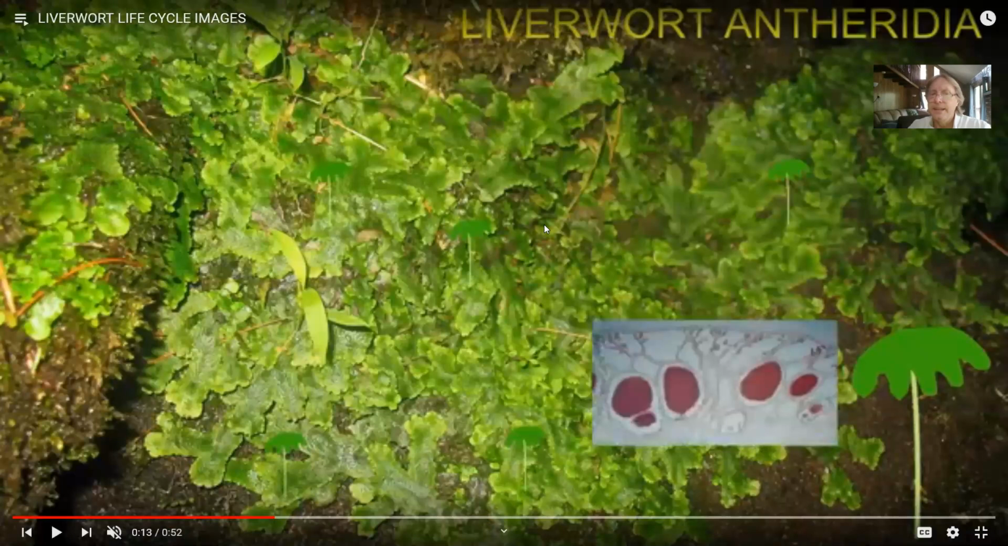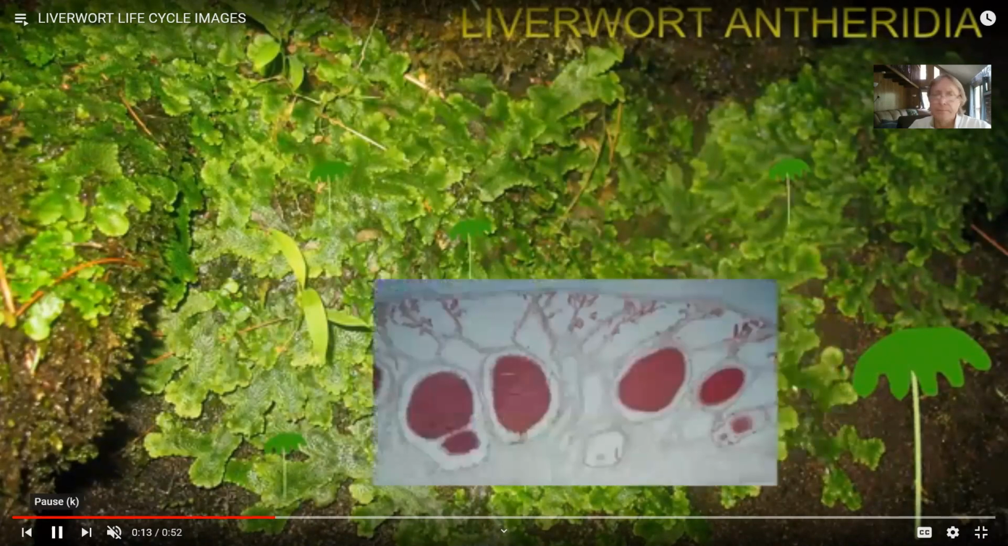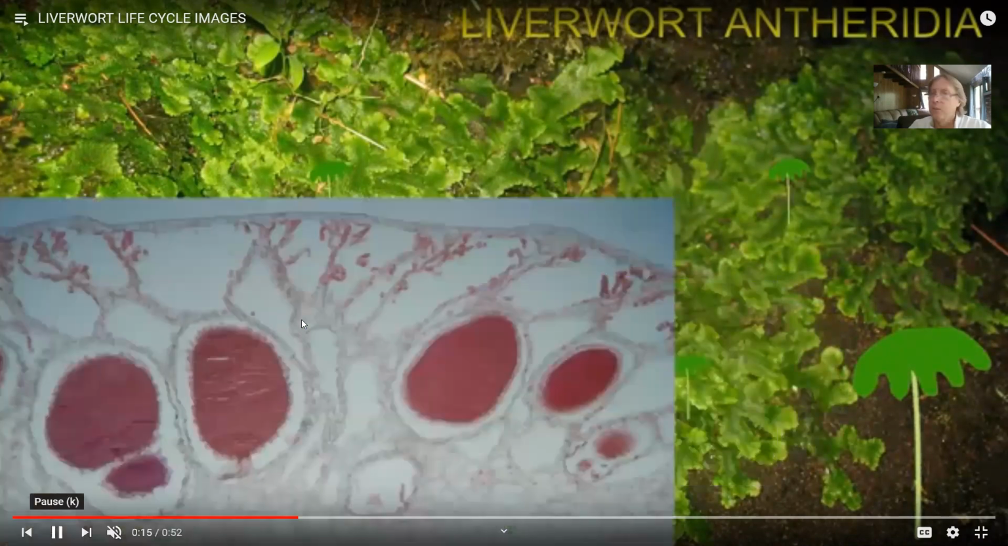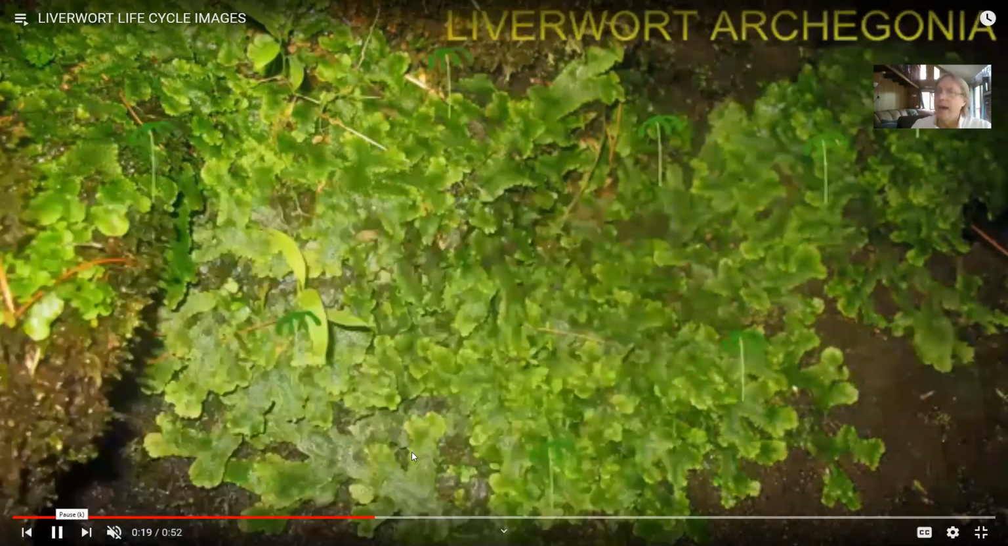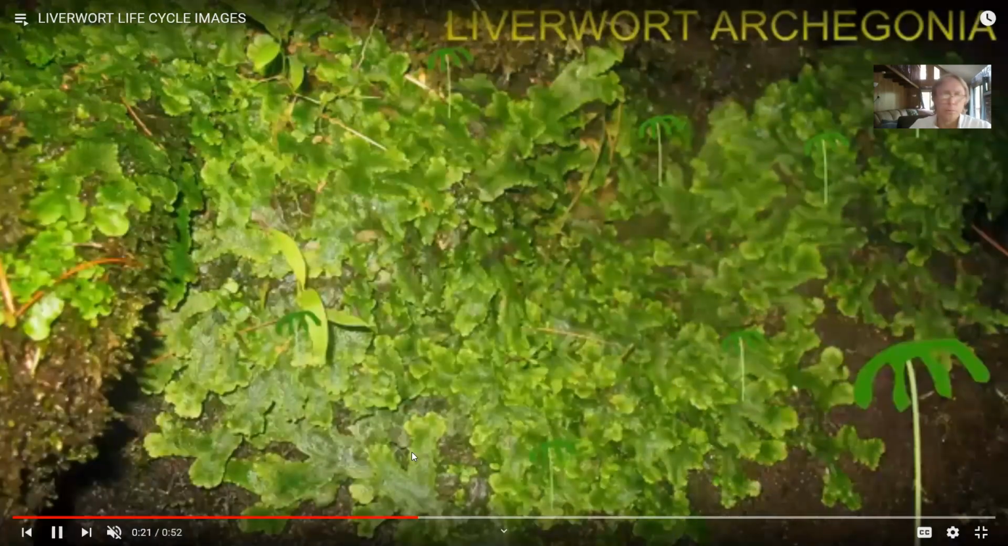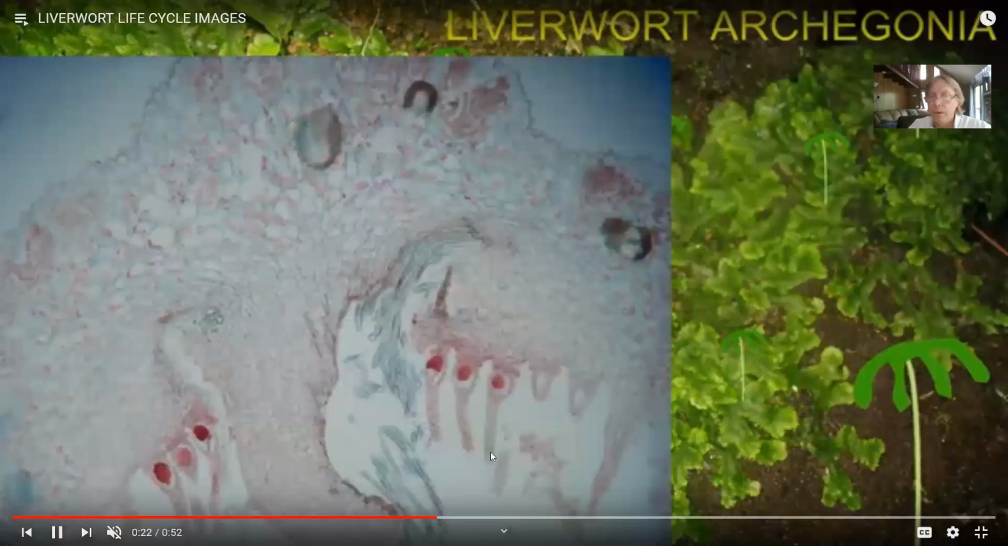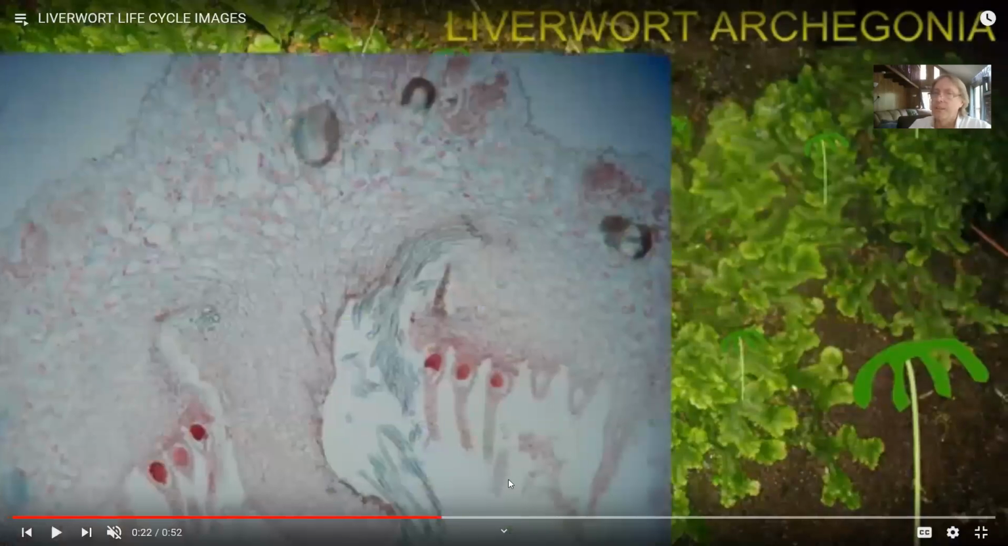Now, on these liverworts, however, reproductive structures can develop, two different kinds. The same plant can develop both antheridia, which will develop sperm, and archegonia, which will develop ova. So here is a picture of antheridia, and those are not only sperm, but they are flagellated sperm. They can swim. This is one of the reasons that the primitive plants are so dependent on water.